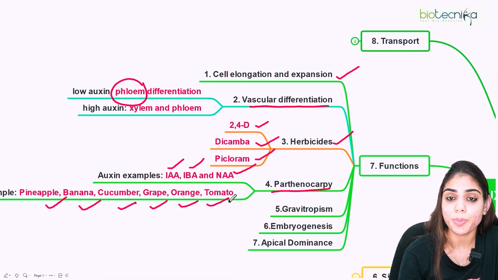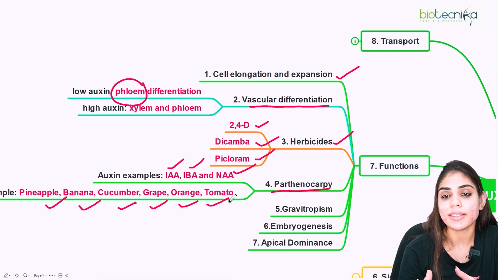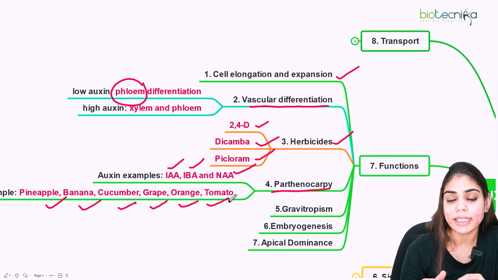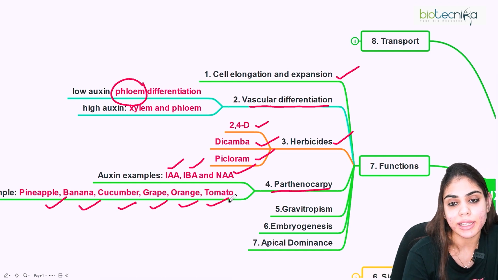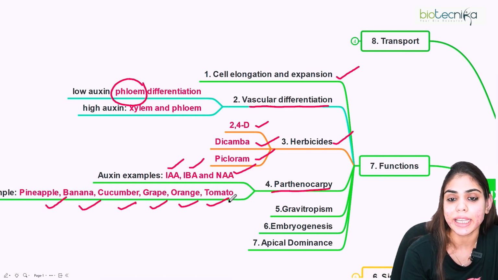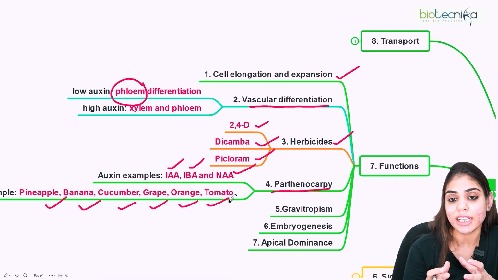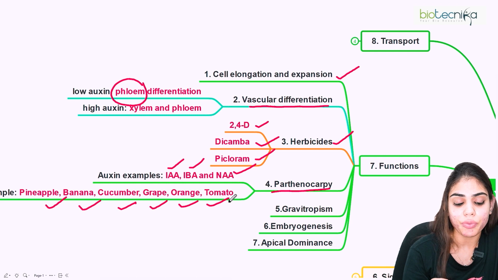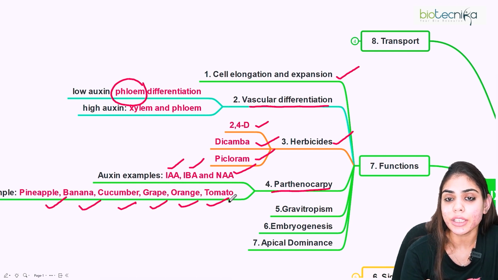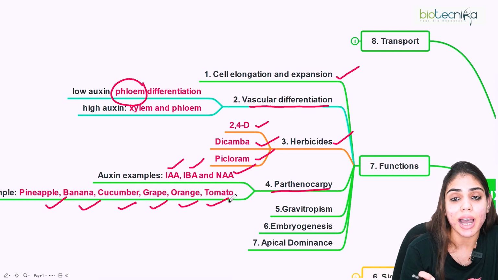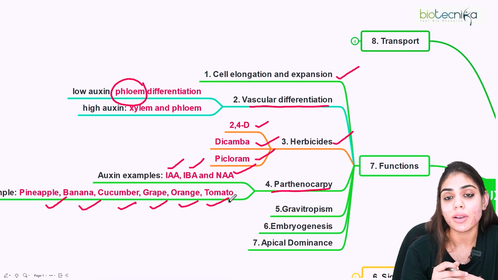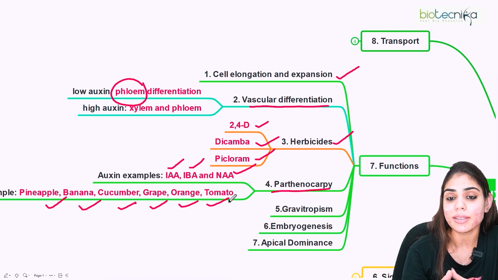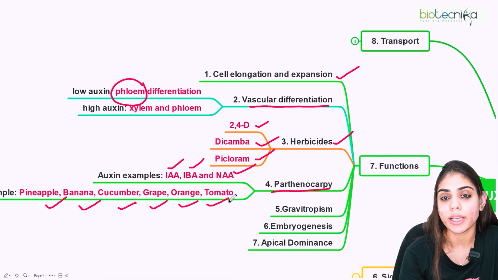Now from here you can expect an experimental based question, where they will design an experiment in part C and mention one plant out of all the examples like pineapple, banana, cucumber. They can take any one example and mention 4 phytohormones, and you have to select one phytohormone out of all. So if there is the name of pineapple, banana, cucumber, grape, orange or tomato in the question, then you have to select the auxin phytohormone, because in all those plants parthenocarpy is induced by auxin. Examples: IAA, IBA as well as NAA.